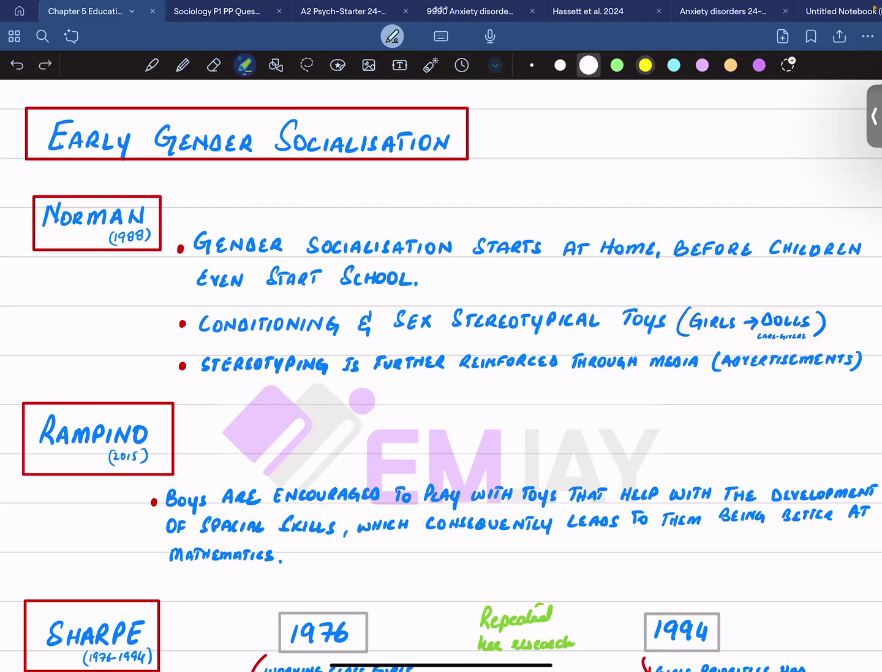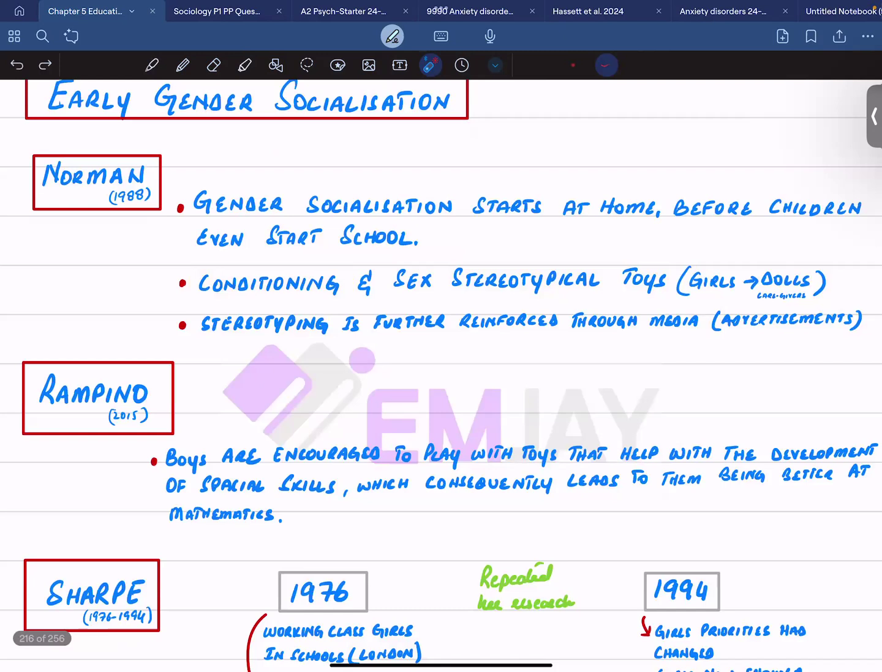Now, taking this ahead, this stereotyping is further reinforced through the media as well. That is an example of secondary socialization. So the point we're trying to make over here is, it isn't only and always the school, it isn't only and always the education system that should be blamed for the differences in terms of educational attainment. So Norman over here claims it is your family, and this starts at home. This starts way before a child starts going to school. The keywords over here are conditioning and sex stereotypical toys. This could be used as an example over here.